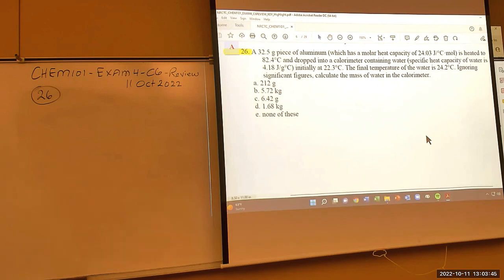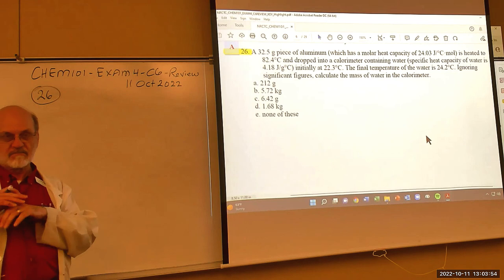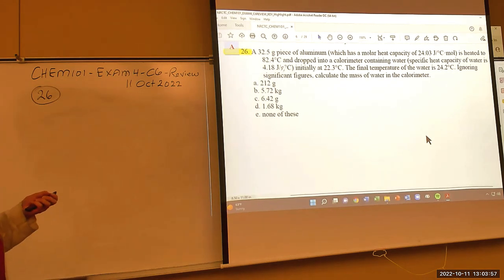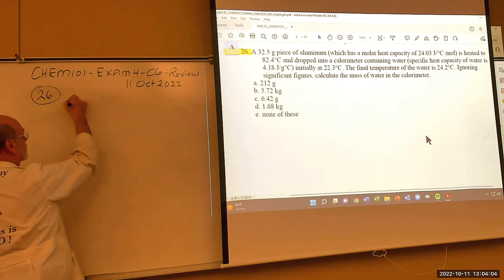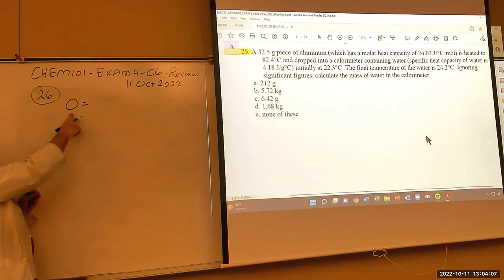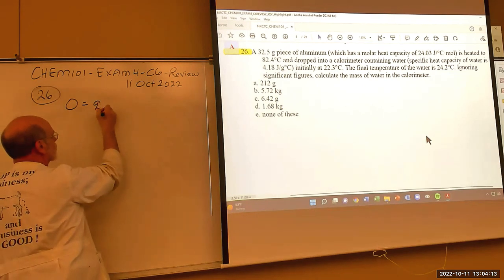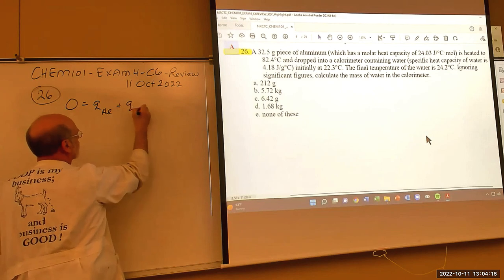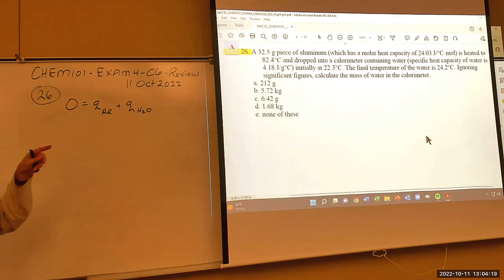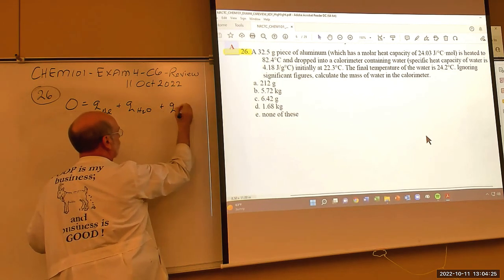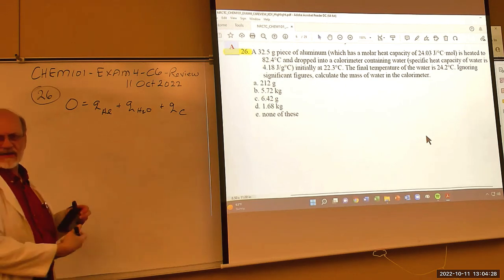Okay, the reason I wanted to read through the whole thing first was this problem is ignoring the effect of the calorimeter itself. You have to ignore it because it's not given. So the calorimeter is ignored in this problem, which means what happens in Vegas stays in Vegas. Everything inside that calorimeter sums to zero. So the Q of the aluminum plus the Q of water is all we're going to deal with here. When we do this in the lab, we're going to have another term, the Q of the calorimeter. But in this case, we don't have it.